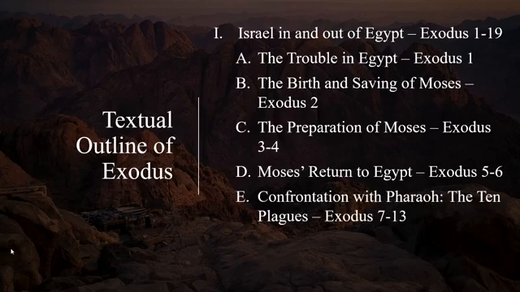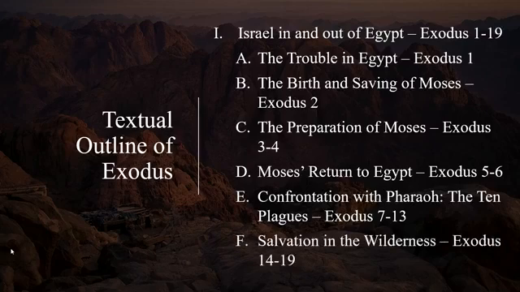And then the big portion of this section where we usually focus our attention is in Exodus 7 through 13, the confrontation with Pharaoh. We usually refer to this as the 10 plagues. And then we see God delivering the people from Egyptian bondage. He takes them into the wilderness, and we see their salvation in the wilderness. And he saves them numerous times in the wilderness as well.